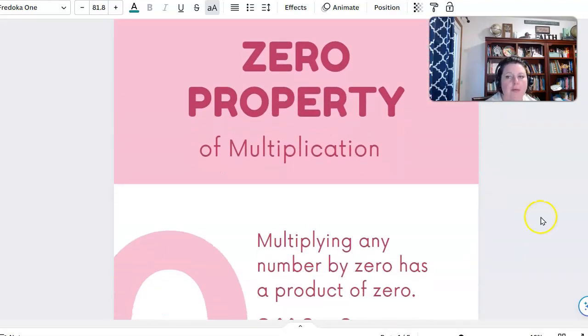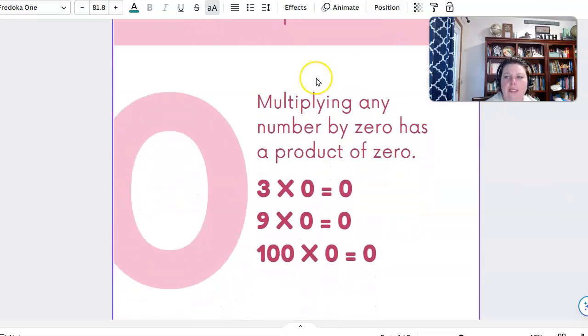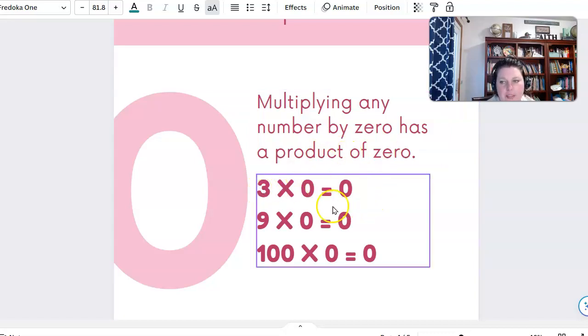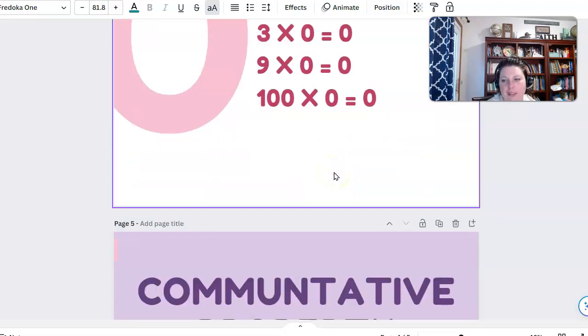The zero property of multiplication is pretty similar, except the rule is multiplying any number by 0 has a product or an answer of 0. 3 times 0 equals 0. 9 times 0 equals 0. 100 times 0 equals 0. So that is the zero property of multiplication.